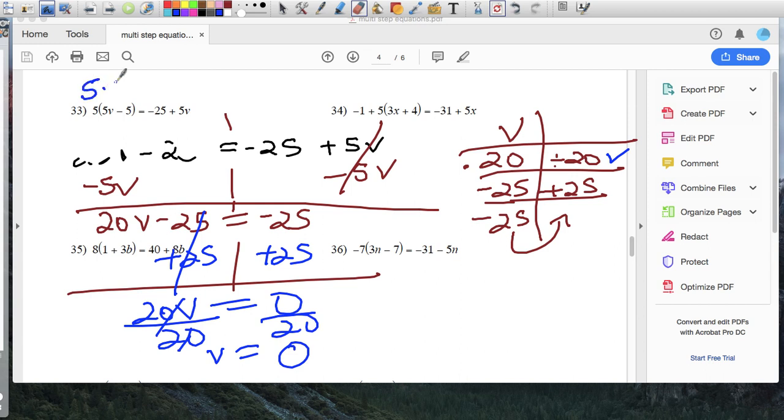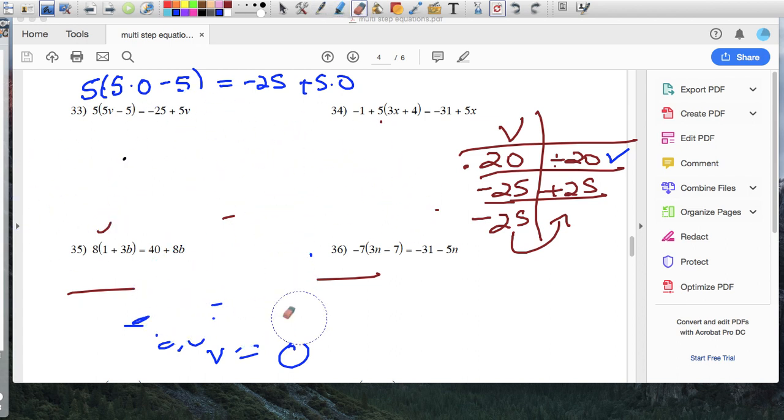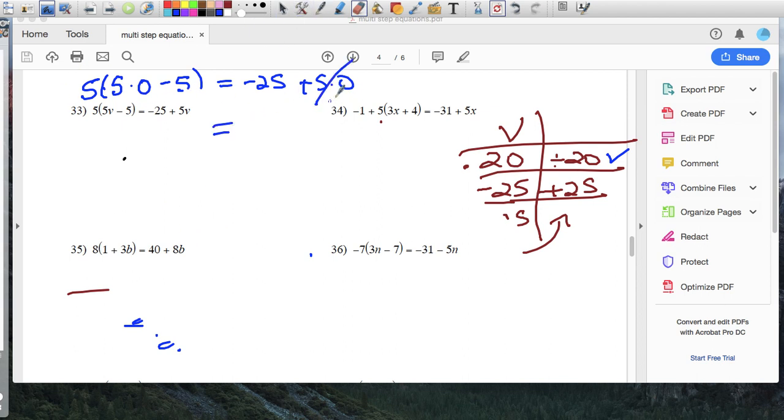So 5 times parentheses 5 times 0 minus 5 equals negative 25 plus 5 times 0. So over here I have 5 times 0 is 0, so this becomes just 0, so I have negative 25 left over. 5 times 0, this becomes 0, so I have truly 5 times negative 25, and you can tell that they're equal to each other.